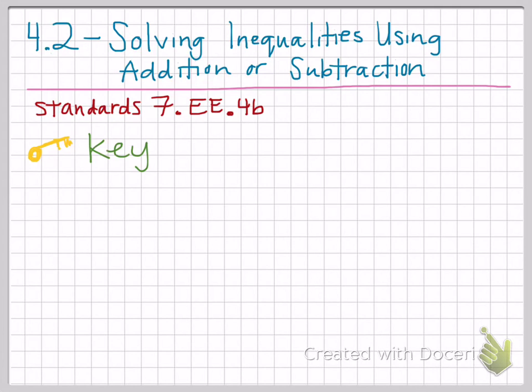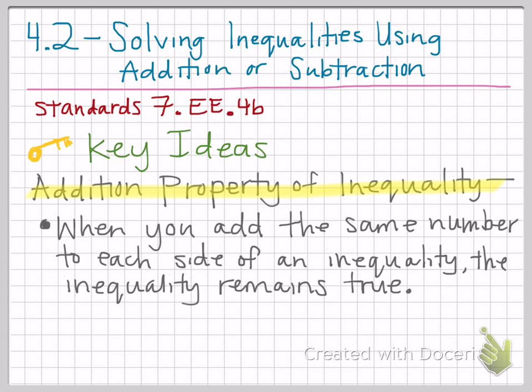So like in last chapter, you guys learned about the addition property of equality and the subtraction property of equality. Now we're going to learn about those properties of inequality, which is essentially the same thing. So let me go ahead and write the title for you. Addition property of inequality. So this says when you add the same number to each side of an inequality, the inequality remains true. Okay, same thing as last chapter for addition.